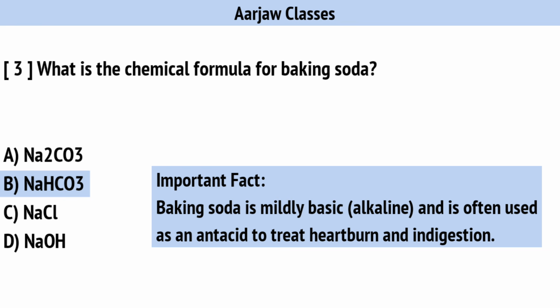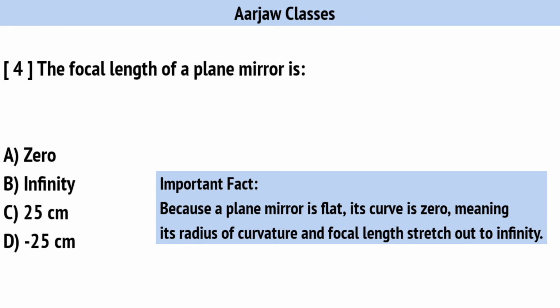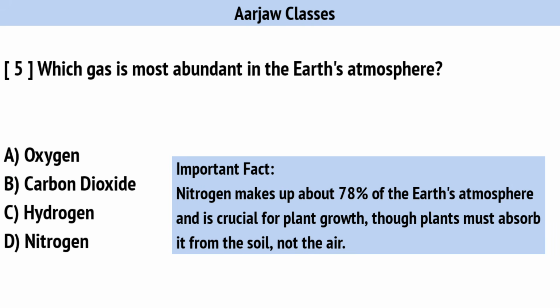NaHCO3. The focal length of a plane mirror is? Right option is B, infinity. Which gas is most abundant in the Earth's atmosphere? Correct option is D, nitrogen.